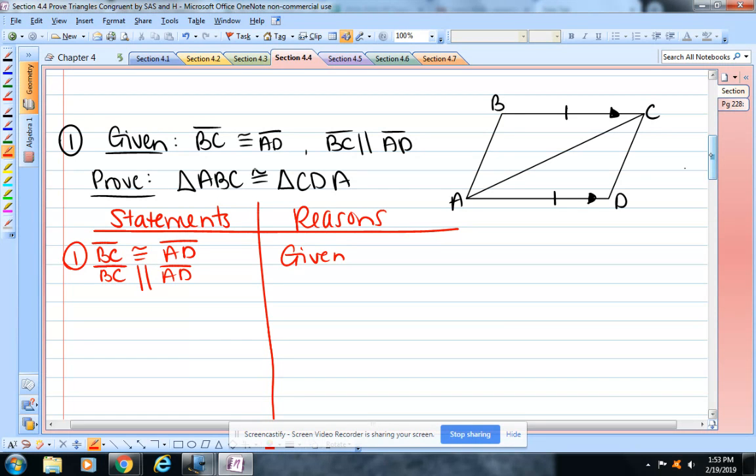Can't say that. You have to have a postulate, a definition, a theorem, or something to say something's congruent. AC is congruent to itself. Why? What's the reason? Reflexive property. So there's something I can say. AC is congruent to AC from the reflexive property.